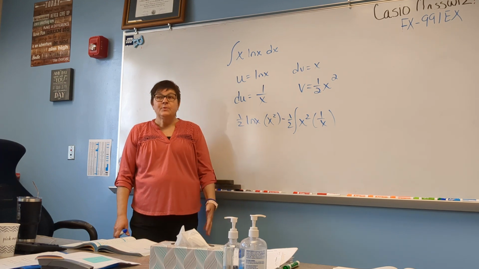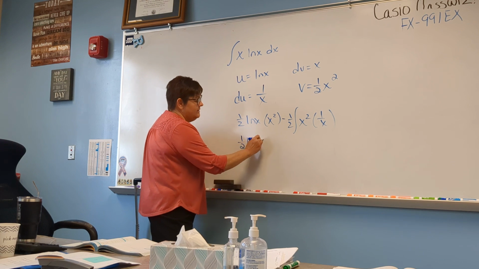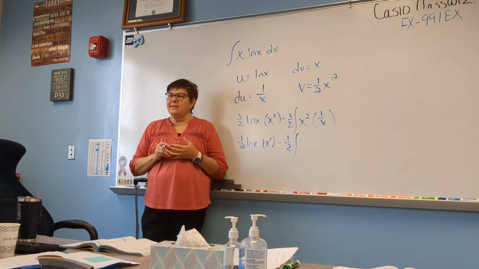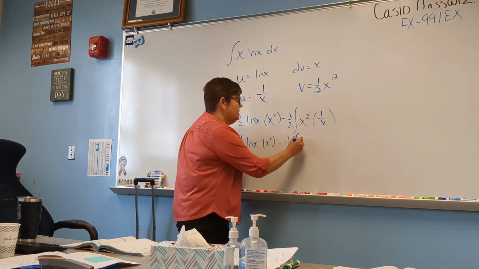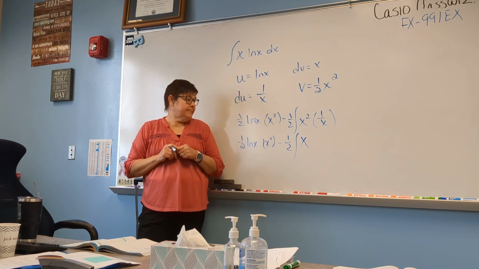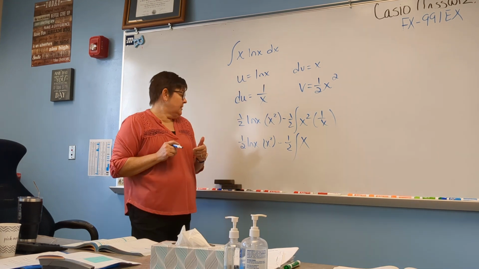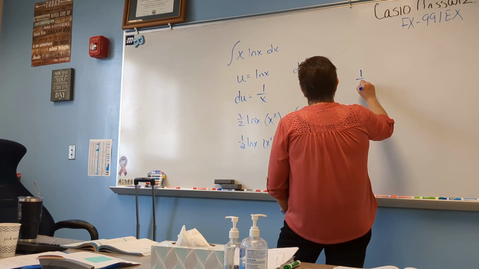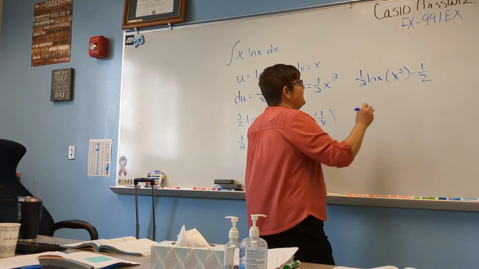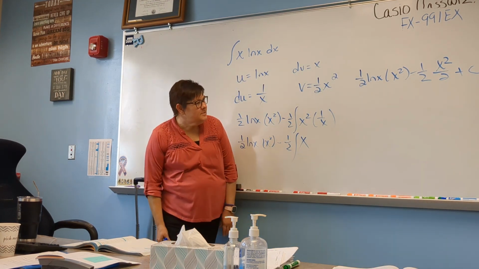So can I do any algebra before I integrate? Is there any algebra to be had? Like x squared times 1 over x, what's that? Just x, right? Can I integrate just x? What is it? X squared over 2. So it's 1/2 ln of x times the x squared minus 1/2. The integral of x would be x squared over 2 plus c. You can clean that up to be x squared over 4.